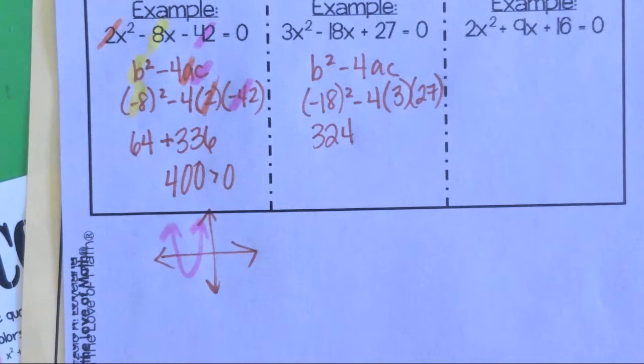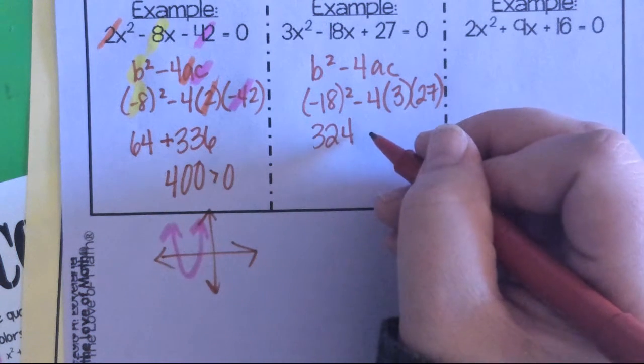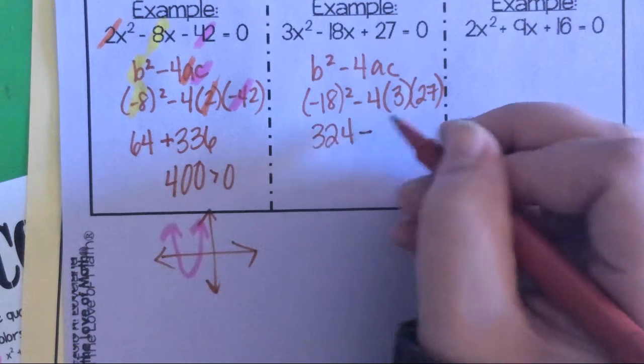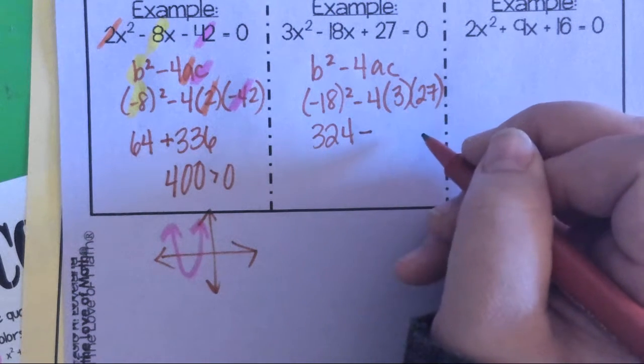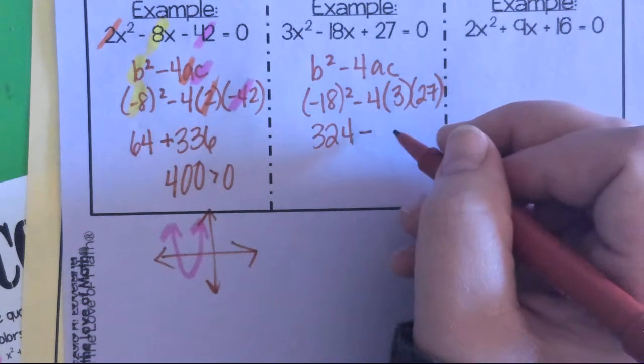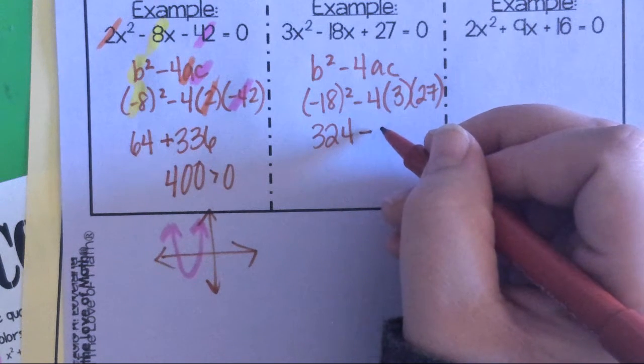And then 4 times 3 times 27. What does it mean, negative 4? It is negative 4. So then it'd be negative 12 times 27, which is negative 324.